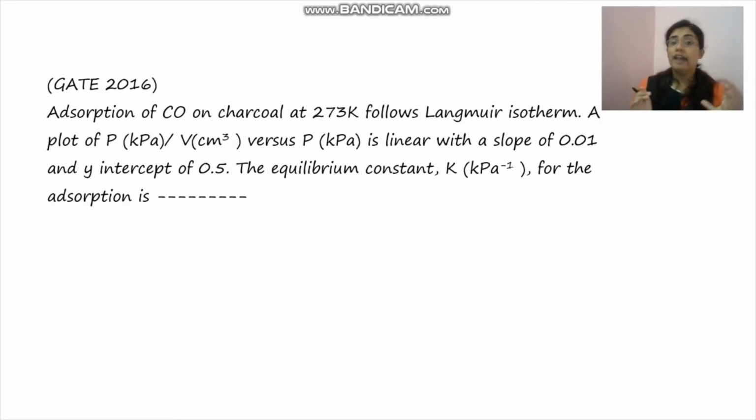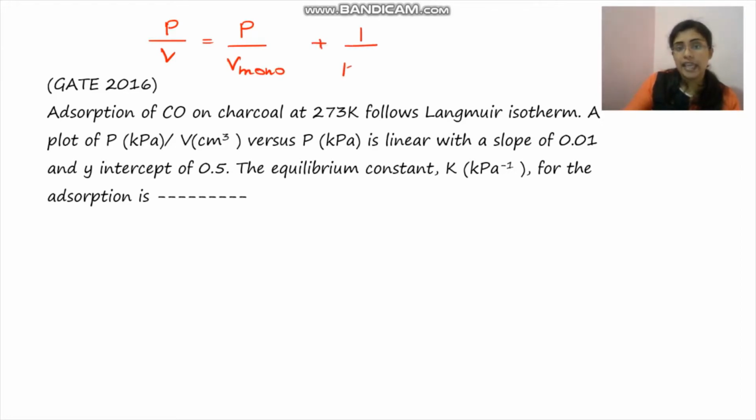So we have an equation for the Langmuir adsorption isotherm which says that P by V is given by P by V mono plus 1 by K V mono. We have an equation like this in the Langmuir isotherm. I have explained this equation and how it came about in the previous video on surface chemistry. So if you've not watched that video, do check out the link given in the description box. So moving on to the question.